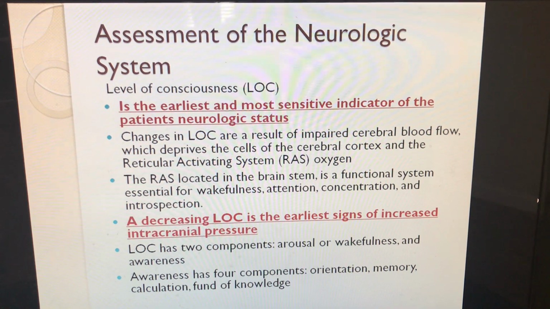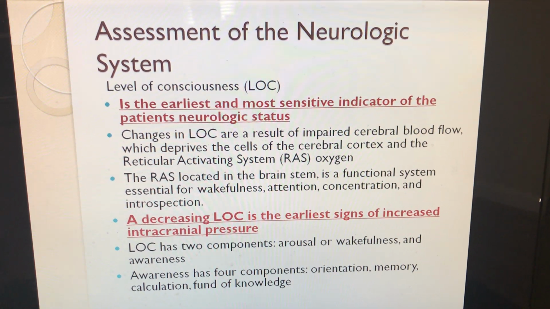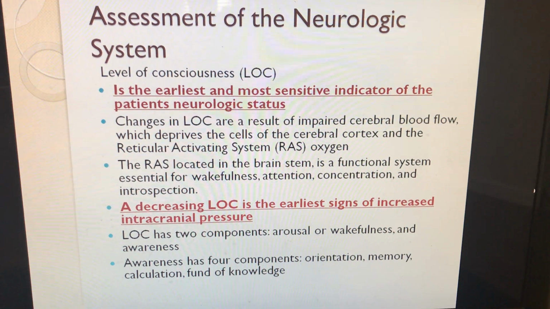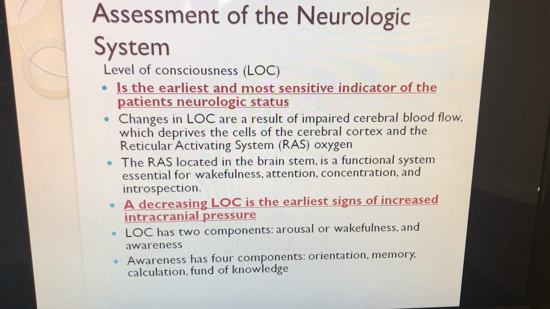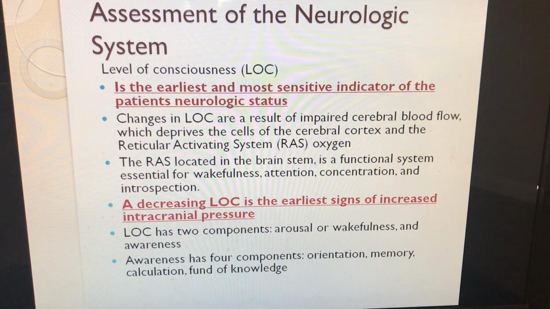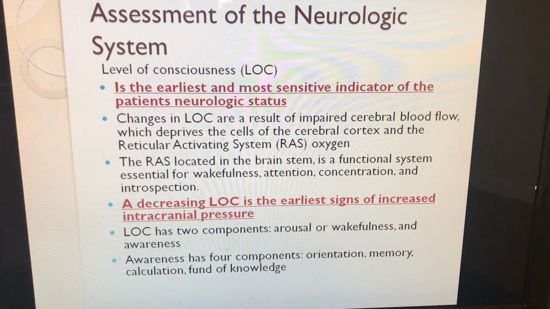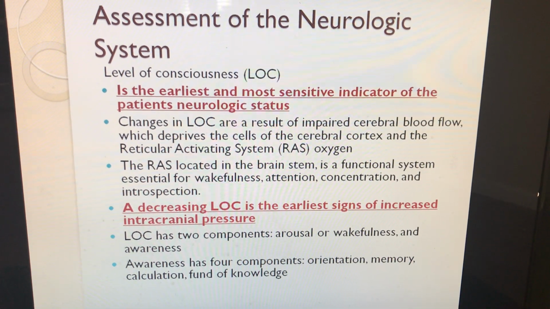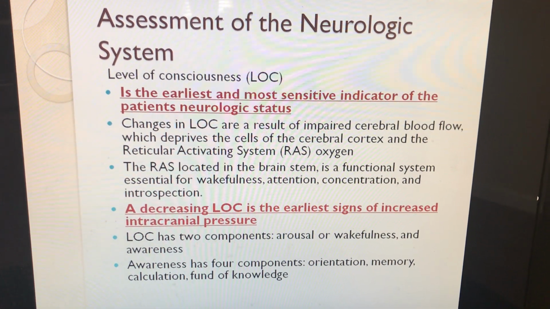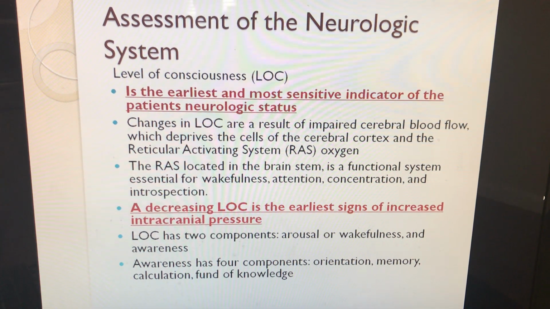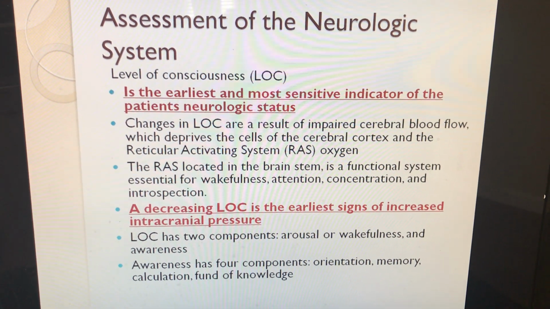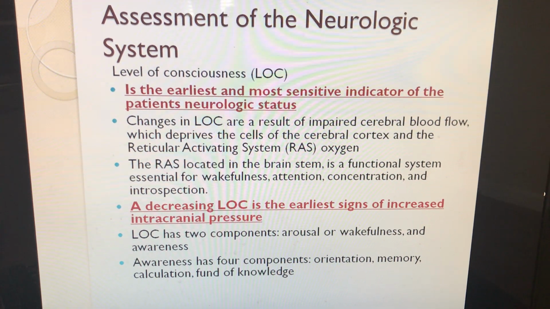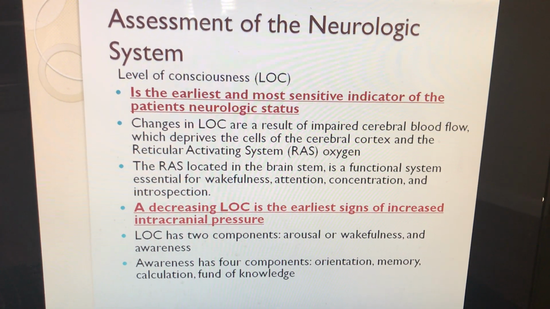You want to assess the level of consciousness. This is the earliest and most sensitive indicator of the patient's neurologic status. Changes in LOC are a result of impaired cerebral blood flow, which derive from the cells of the cerebral cortex and the reticular activating system, which is the RAS. This RAS is located in the brainstem. It is a functional system essential for wakefulness, attention, concentration, and introspection.